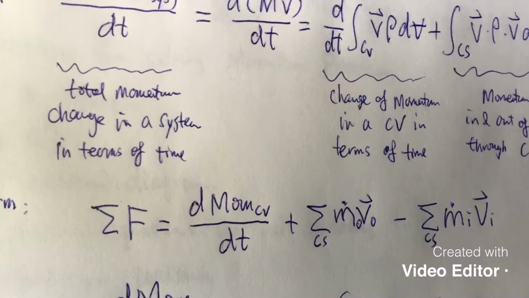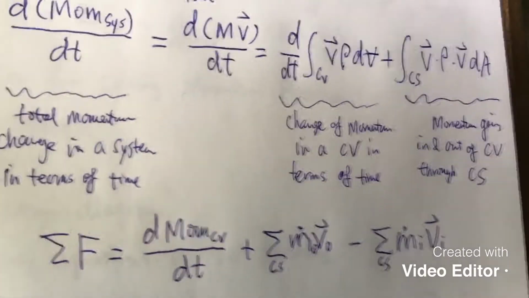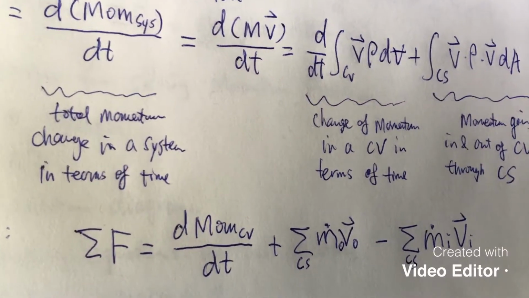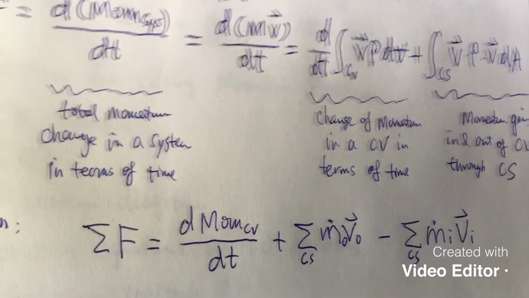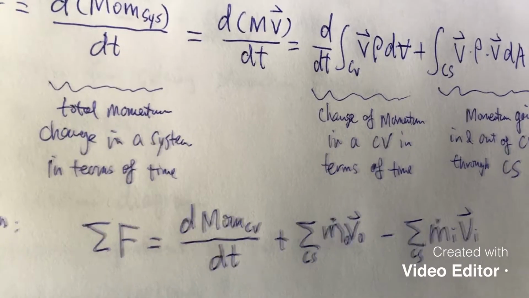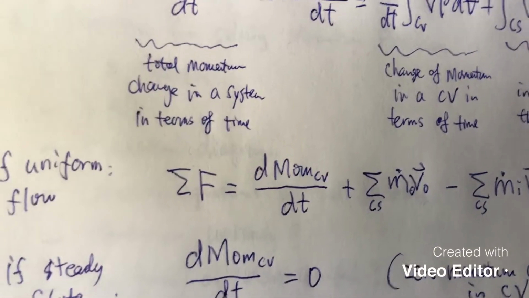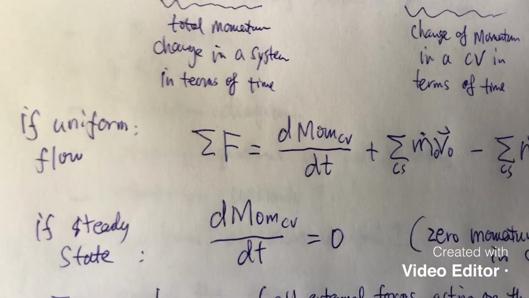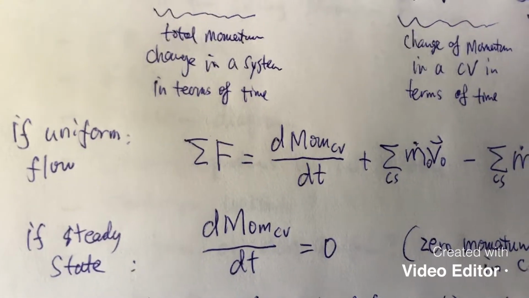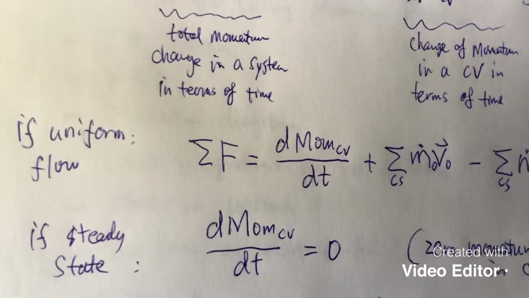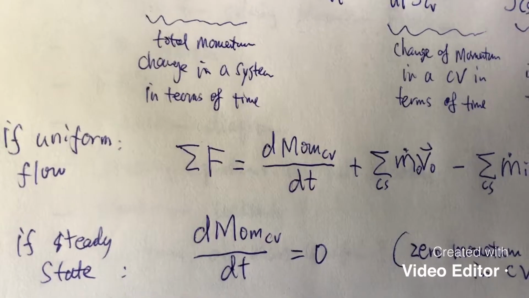Again, if it's uniform velocity, the problem is a little bit easier to solve. You don't need to do that surface integration to calculate the mass flow rate. The velocity is constant, so you can move the velocity out of the integration. Then it becomes mass flow rate m dot times the velocity. Then the second question: is it steady state? If it's steady state, the d momentum in the control volume over dt term becomes zero. This is the unsteady term, the time rate of change. If it's steady state, it doesn't change with time, so this term is gone.